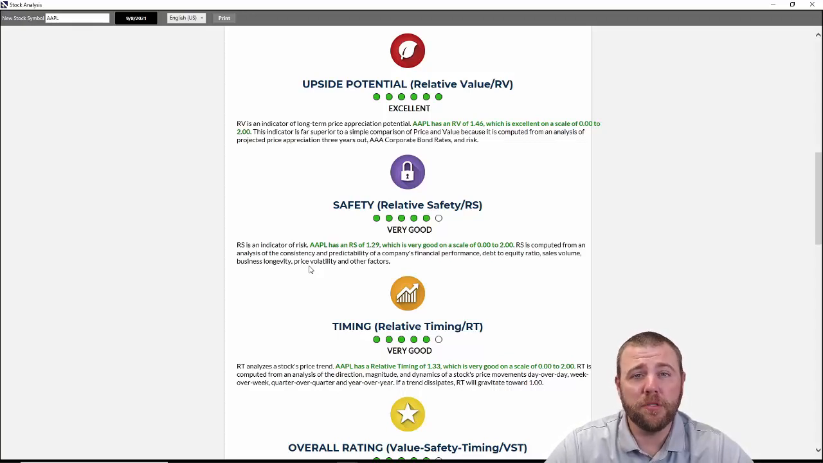And since most of our proprietary indicators are cast on a scale of 0 to 2, above 1 would show less risk, below 1 would show more risk. So looking for stocks with a high relative safety helps reduce the amount of risk involved with that stock.